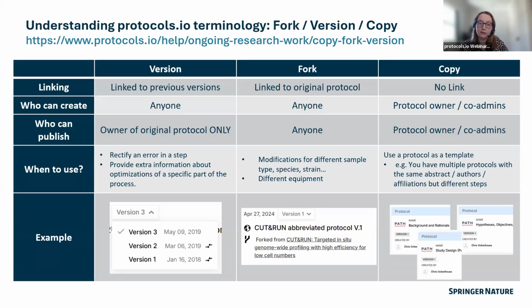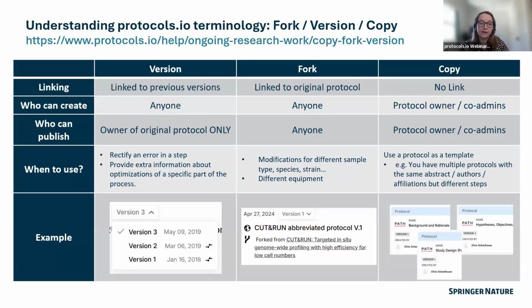A copy does not have a link, and this can only be created by protocol owners or co-admins. This is used more as a template. So if you have a lot of protocols with the same abstract, authors, affiliations, but different steps, the owner of the protocol might want to make a copy.